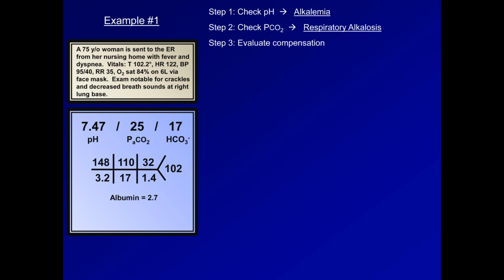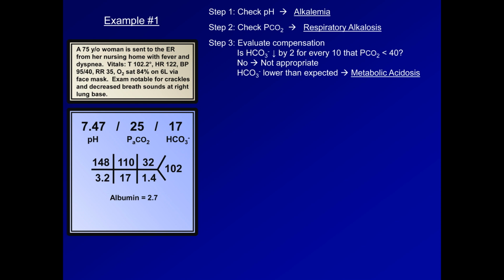Step 3. Evaluate compensation. The history suggests that this is an acute process, and the specific prediction rule for an acute respiratory alkalosis is that the bicarb should be decreased by 2 for every 10 that the PCO2 is less than 40. Since the PCO2 is 15 less than 40, we would expect the bicarb to be 3 less than normal. That is, we expect the bicarb to be 21. 17 is not really close enough to 21 to call it good, and therefore compensation is not appropriate. Since the bicarb is lower than expected for normal compensation, an additional metabolic acidosis must be present to further drive it down.